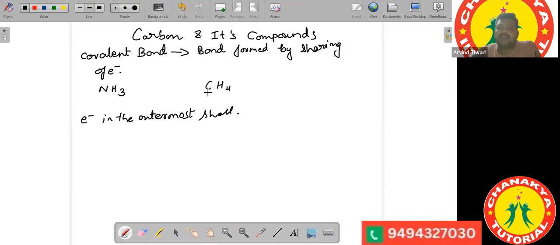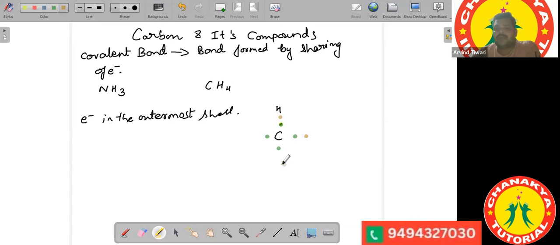Here carbon is the central atom, and carbon has 4 electrons in its outermost shell. So we mark the electrons of carbon on 4 sides. Now you have 4 hydrogens, and each hydrogen requires 1 electron. So each hydrogen atom will share its own electron.